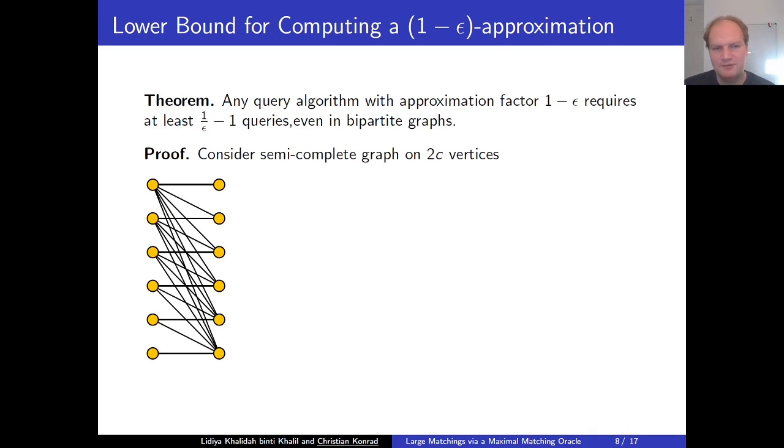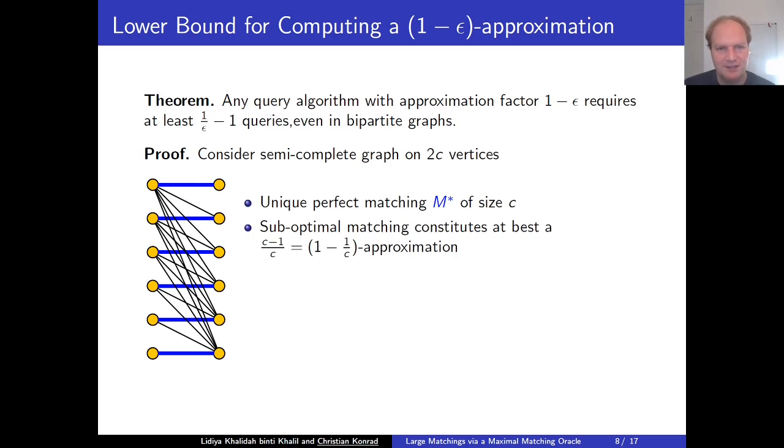A semi-complete graph can nicely be drawn in such a fashion that a vertex on the left side is connected to all vertices on the right side that are located on the same level or below. So for example, the topmost vertex on the left side is connected to all vertices on the right side, and the bottommost vertex on the left side is only connected to one vertex on the right side. Now, a semi-complete graph has a unique perfect matching, and this is of size C here.